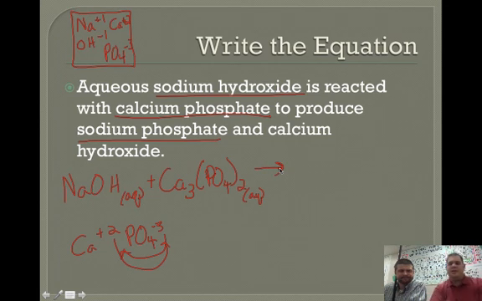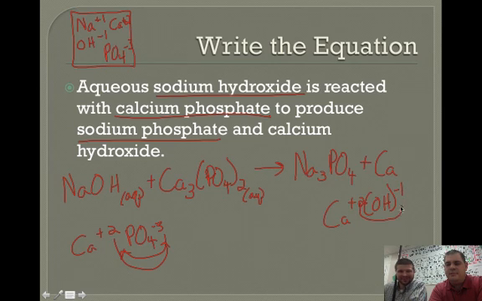So it gives us sodium phosphate. Na is +1, phosphate's -3, so it'll be Na3PO4. We crisscross that 3. Plus calcium hydroxide. Calcium's +2, hydroxide, OH, is -1. Just crisscross that, so the 2 will go down there. Like that. So there's a completed equation.